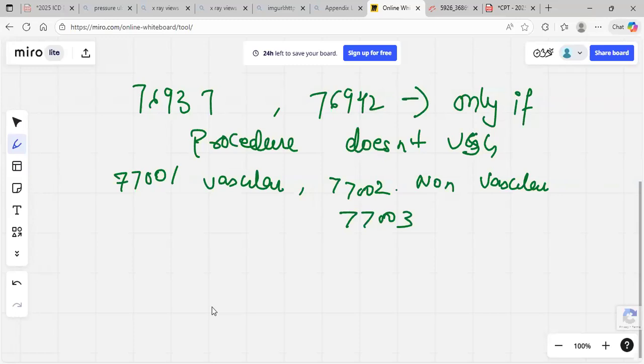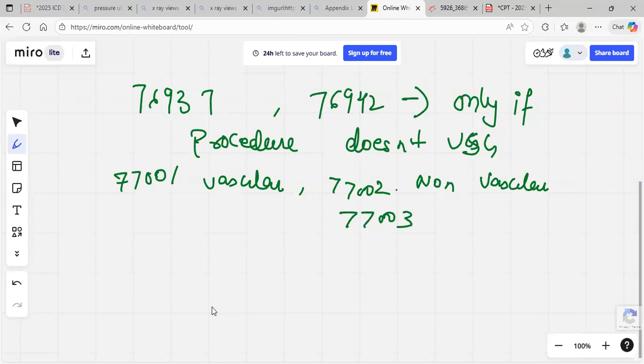Ma'am, does it not include any diagnostic purposes? No, guidance does not include the diagnostic purpose. If it is for the diagnostic purpose, you have to bill the normal codes based on the location, which we have seen earlier. So if any imaging guidance has been used during the procedure, then only you are going to consider it as guidance.